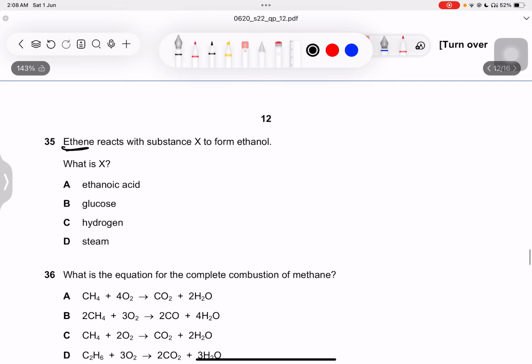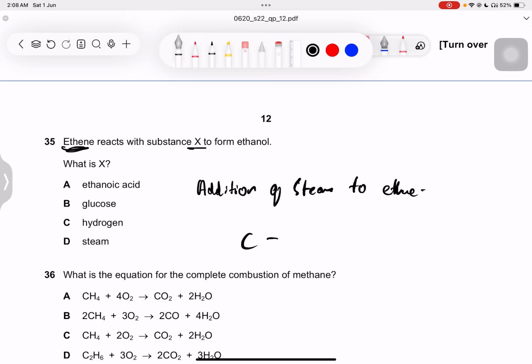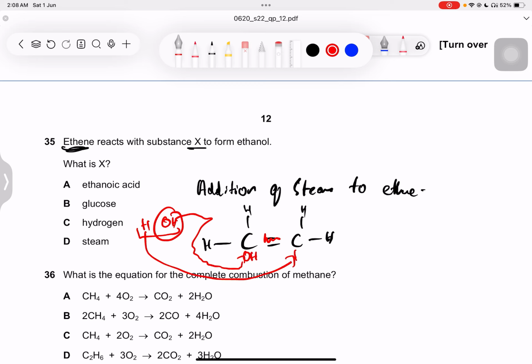35, ethene reacts with substance X to form ethanol. Okay, so it is addition of steam to ethene. What happens is this double bond is broken and the OH from the water comes to join here and the H comes over here. So steam is the correct answer.